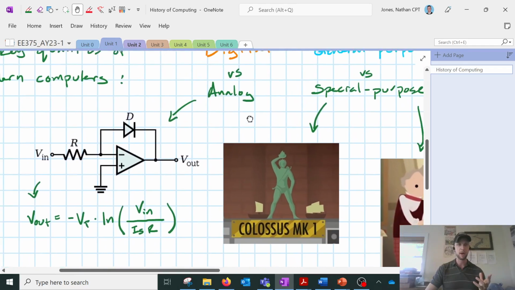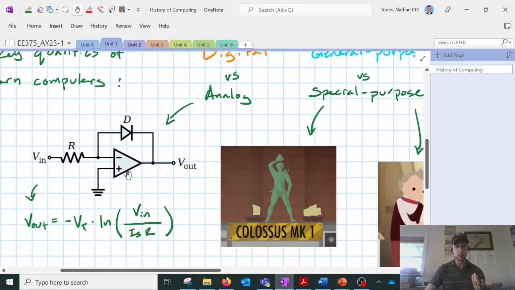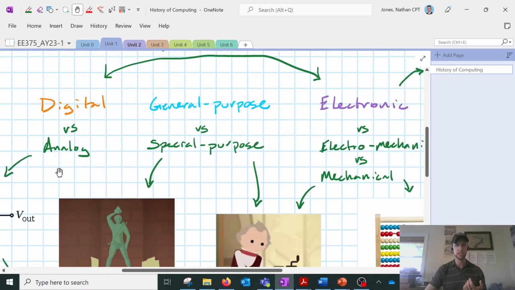On the other hand, I might build an op-amp circuit like I have diagrammed right here, in which the output voltage is very specifically related to the input voltage by the natural logarithm. So this is an analog device. These two quantities, the input and output voltages, are related in an analog fashion. But of course, this is an electronic computing device as well. So that's an example of an electronic analog computing device.